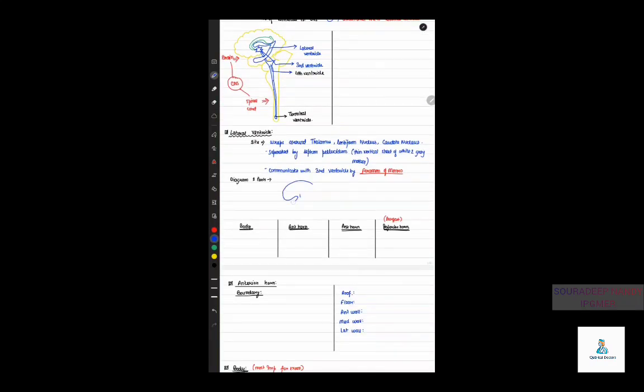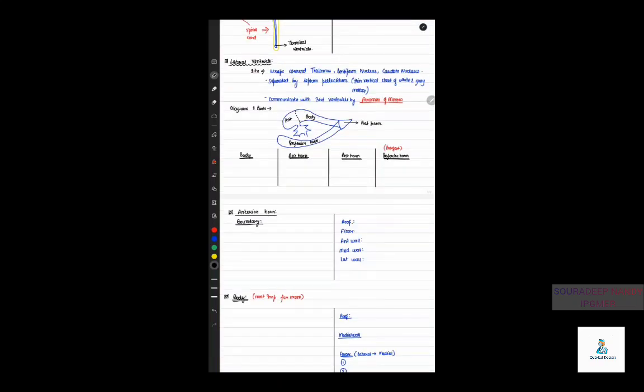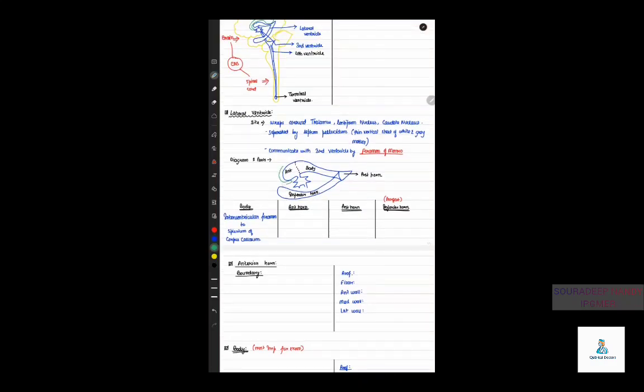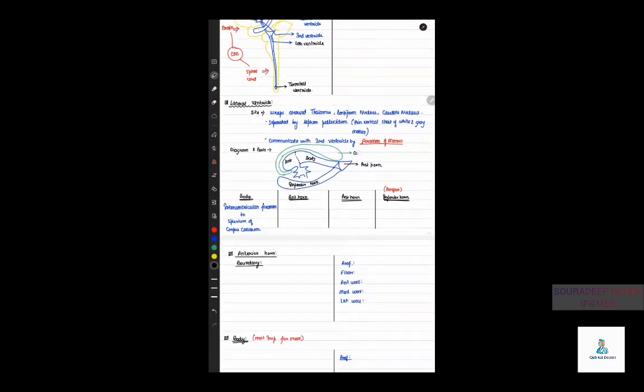Now, coming to the parts of the lateral ventricle. There are 4 parts: anterior horn, body, posterior horn and inferior horn. Now the demarcation: the body extends from the interventricular foramen of Monro up to the splenium of the corpus callosum. The anterior horn is the anterior extension of the body of the lateral ventricle up to the posterior surface of the genu of the corpus callosum. The posterior horn is the posterior extension of the body towards the occipital pole. And the inferior horn is the largest among all the parts.